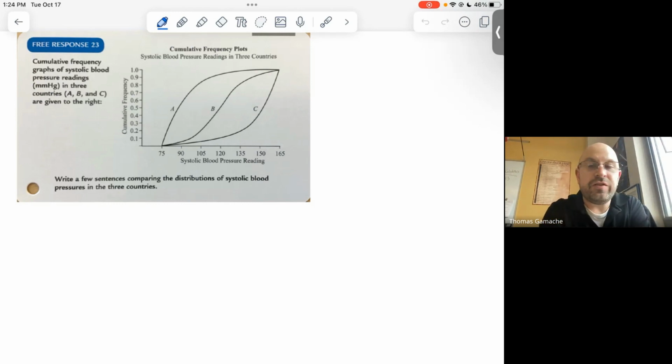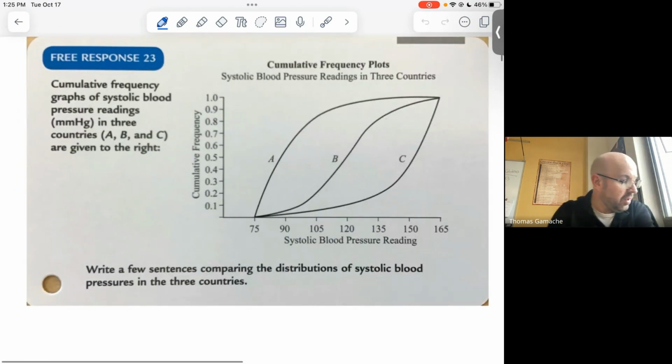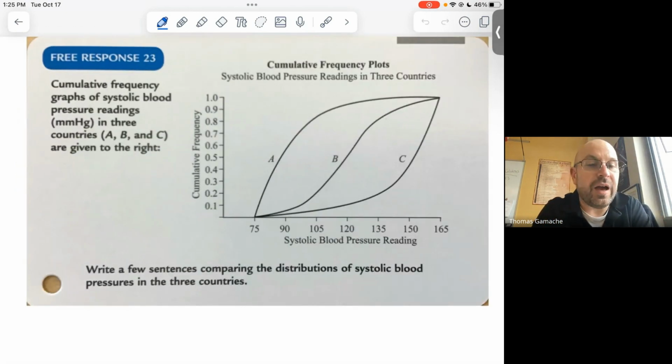All right, well, I wanted to have a chance to go over free response 23. This is a great example of cumulative frequency plots and being able to use them and interpret them to compare distributions, which is always important in statistics. So you'll notice that we're talking about systolic blood pressure readings here, and we have three distributions, A, B, and C. And we're being asked to write a few sentences comparing the distributions of systolic blood pressures in three countries.